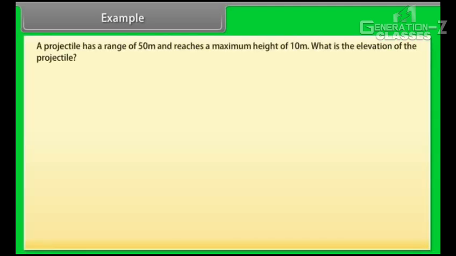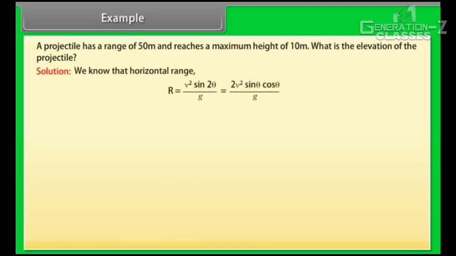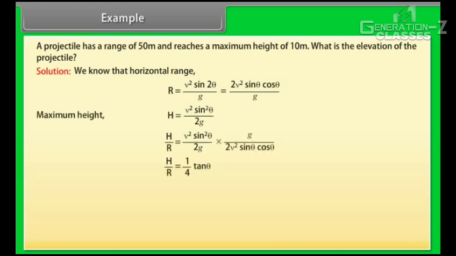Example. Let's take an example of projectile motion. A projectile has a range of 50 meter and reaches a maximum height of 10 meter. What is the elevation of the projectile? Let's see the solution. We know that horizontal range is equal to v squared times sin 2 theta divided by g. We derive the relation between height and range, given by h upon r is equal to 1 by 4 tan theta. On calculating this equation, we get the value of theta equal to 38.66 degree.